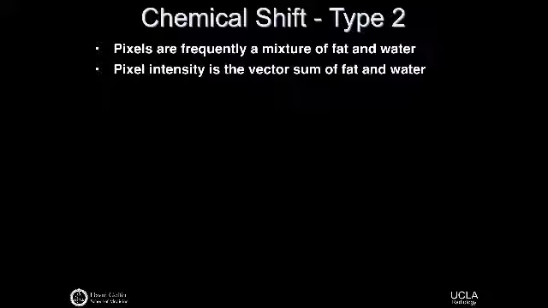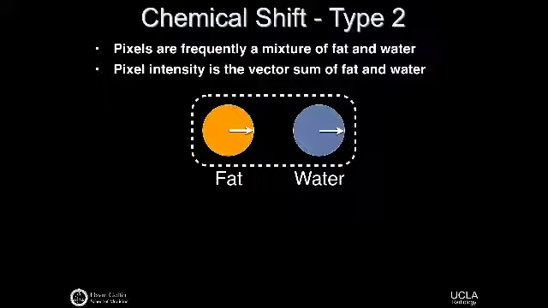But you have to remember these are little vectors. These are water signal and fat signals spinning around at their respective frequencies. So let's picture this as a pixel that we care about, and we've got some fat in that pixel and we've got some water in that pixel. Maybe this is something that's just right on the boundary of subcutaneous fat and muscle, or maybe it's something more interesting. At this particular point in time, my fat magnetic signal and my water magnetic signal are pointed in the same direction.